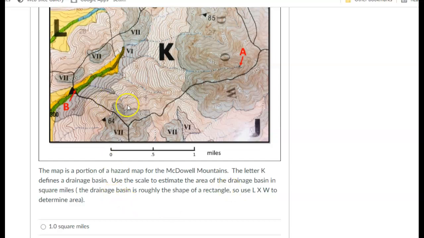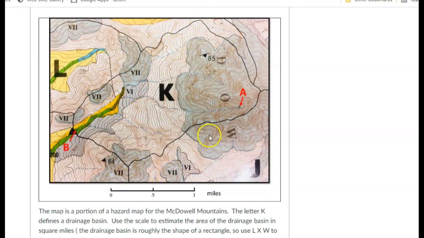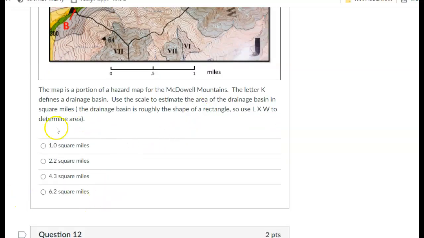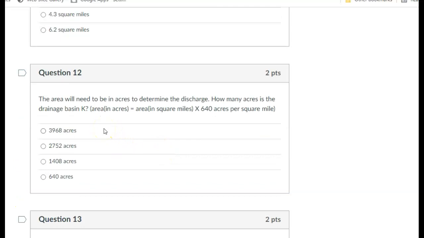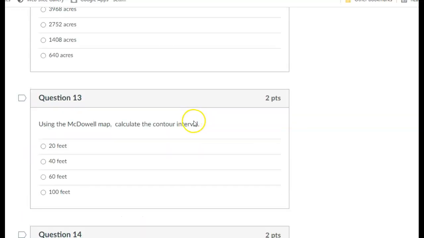Right, we're basically assuming that this is a rectangle. I know it's not a perfect rectangle, but it's about as close as we can get in the real world. So pick an average length and an average width, multiply those together, and you should get square miles. And then in order to evaluate this area, I need it in acres instead of square miles. So really, we're just multiplying by this 640, which is a conversion factor. And so that's going to give you acres.